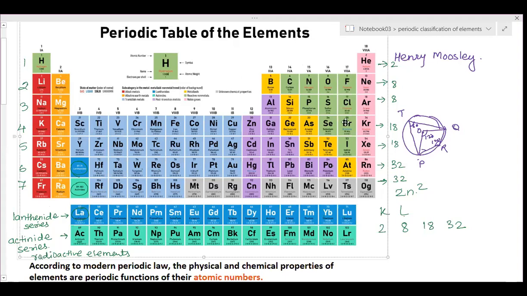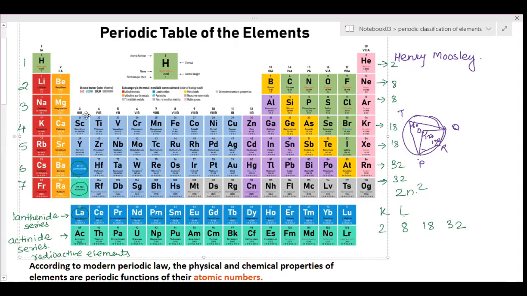Now this group, the 17th group: fluorine, chlorine, bromine and iodine. What are these called? Halogens, salt loving. So the 17th group is called halogens. And the last group, the 18th group, is called noble gases or inert gases. Clear? Grouping, naming clear, positions clear.